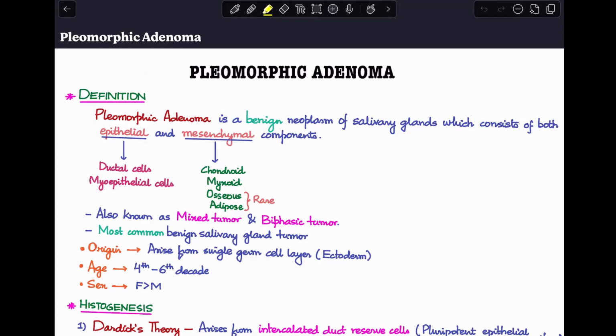Today we'll be discussing pleomorphic adenoma, which is the most common benign salivary gland tumor. In my previous class, I discussed the different benign salivary gland tumors and how you approach such a case. Today we'll be going into depth about pleomorphic adenoma.